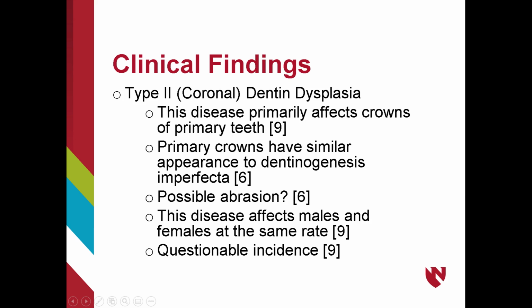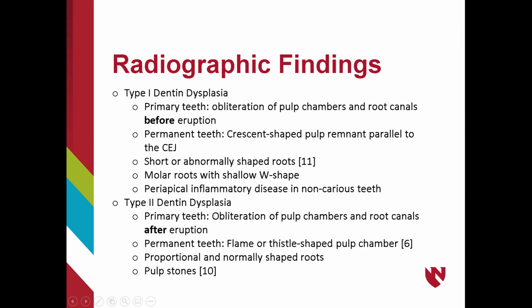Some studies have reported rapid abrasion of primary teeth. Incidence is disputed, and this disease may be more or less common than type 1 dentin dysplasia. Radiographs are important for the diagnosis of dentin dysplasia. Type 1 and type 2 have different changes in the roots that can only be seen via radiographs.